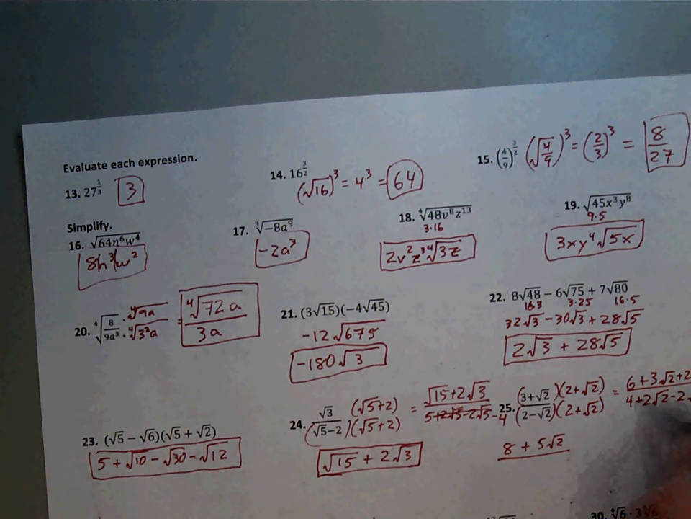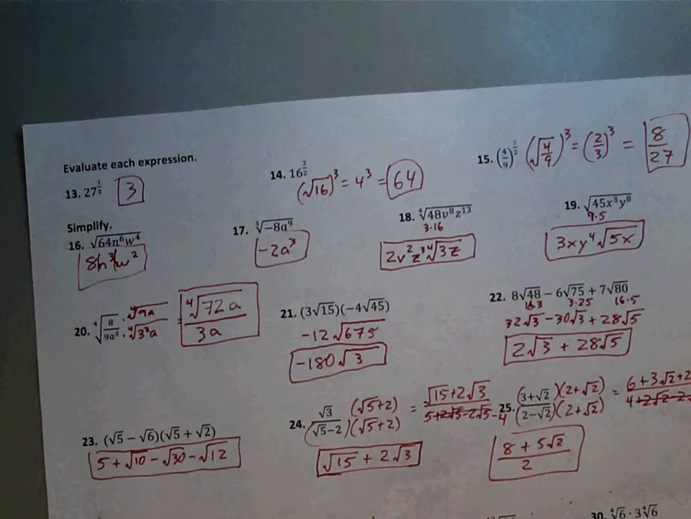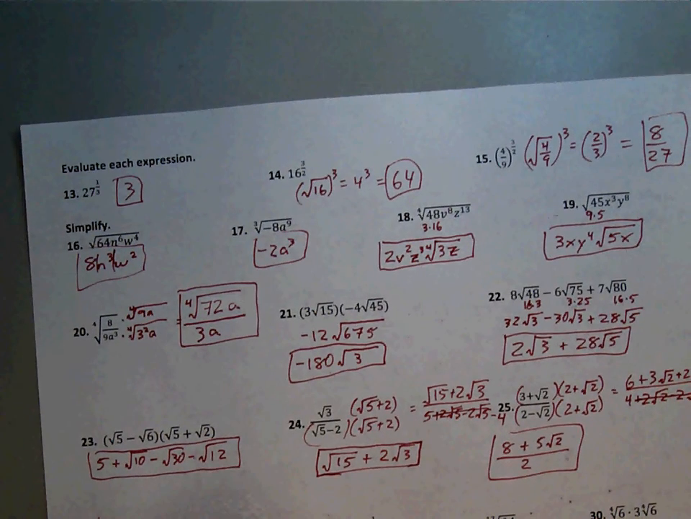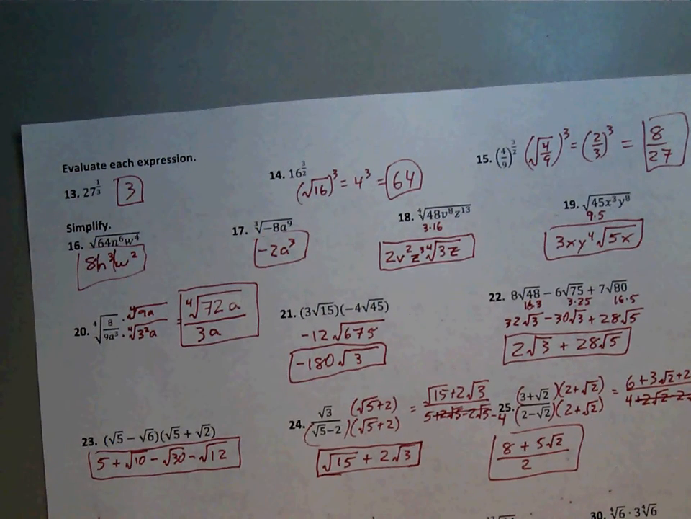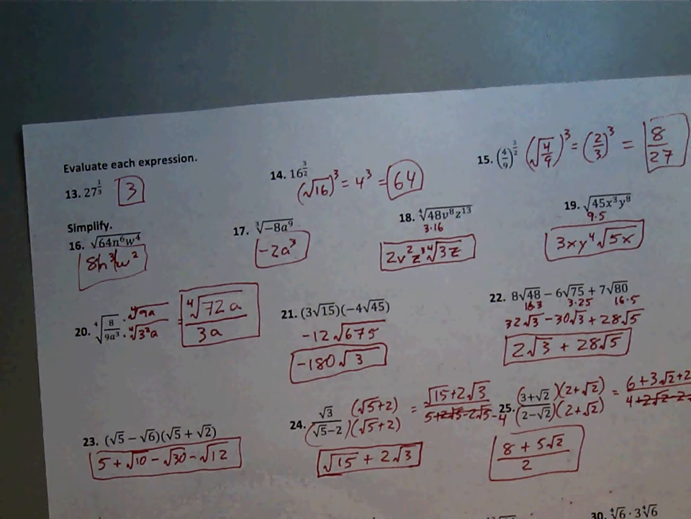In the denominator, the 2 square roots of 2 cancel. 4 minus 2 is 2. There's my answer. This one I have to add exponents. 1/5 plus 1/2. I need to make a common denominator of 10. Change them both, so 2/10, plus 5/10. 2/10 added to 5/10 is 7/10.